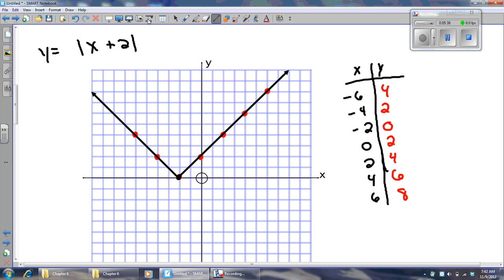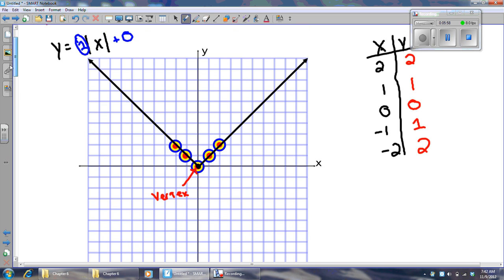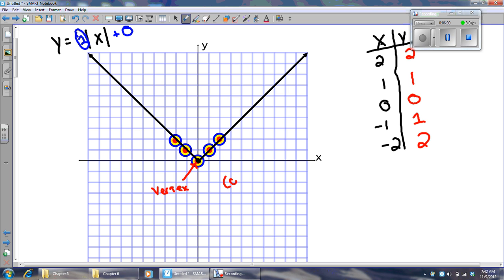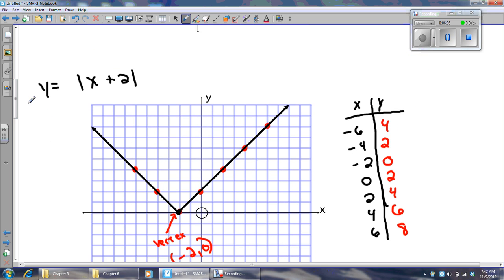Okay. So what do we say about this? Well, here's our vertex down here, right? There's our vertex. What are the coordinates of the vertex? Looks like they're -2, 0, right? On the last problem, the coordinates of the vertex were 0, 0. That's interesting. -2, 0. Okay.